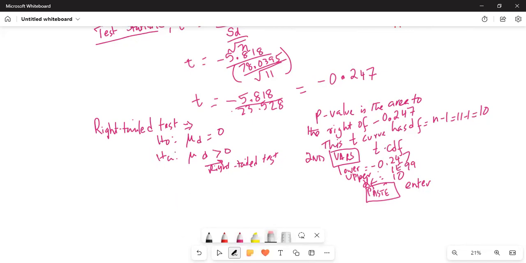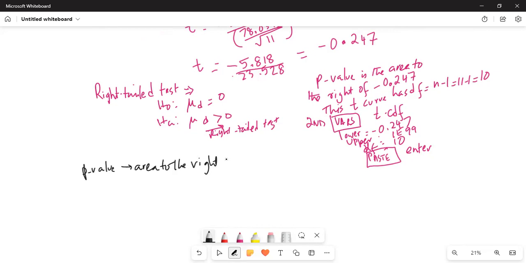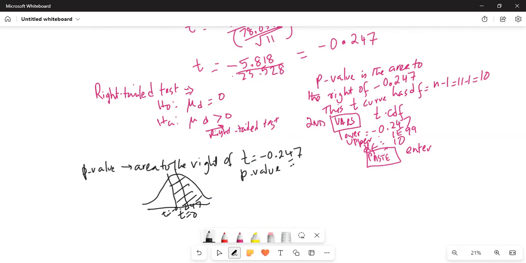My p-value is the area to the right of test statistic T equal to minus 0.247. So this is the T curve. At the center, T is equal to 0. My T value is slightly to the left of it. Test statistic is minus 0.247. So the P value is all this. As the test statistic is negative, on the left of 0, the P value is greater than 0.5, and P value is equal to 0.595. Okay, and remember my degrees of freedom is 10.